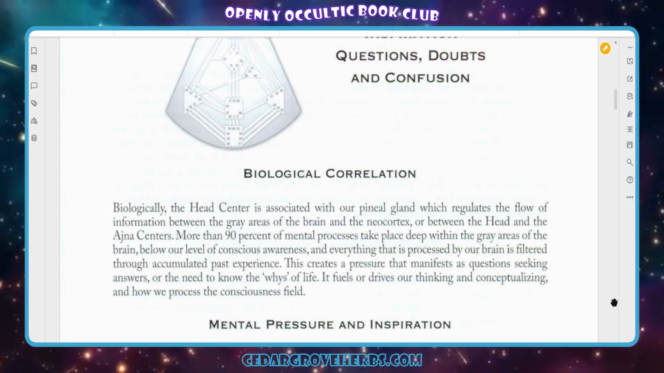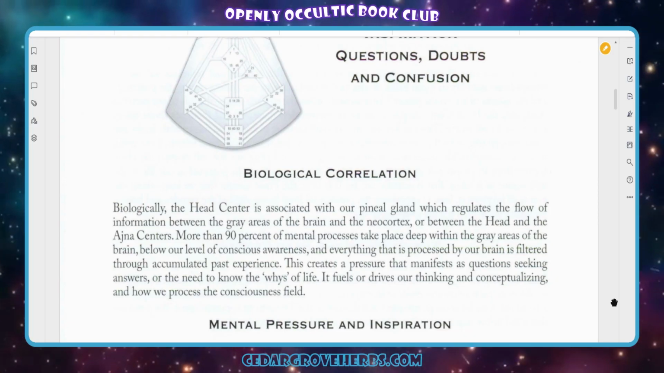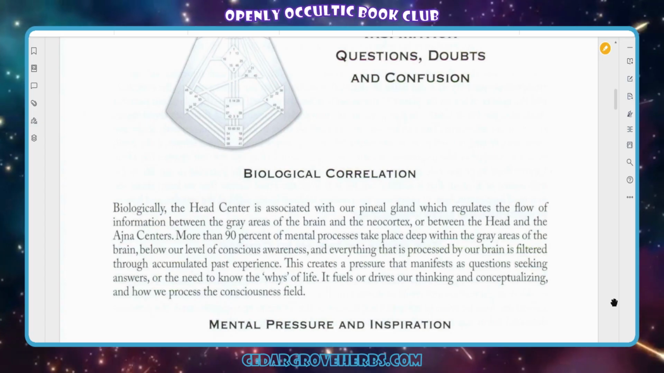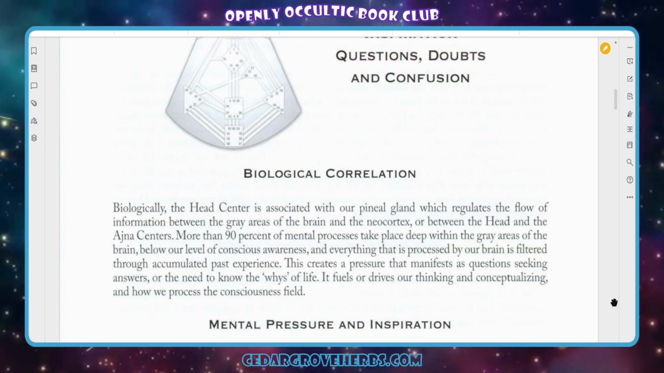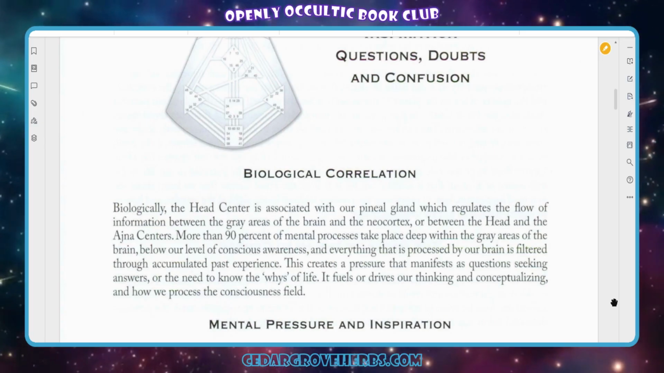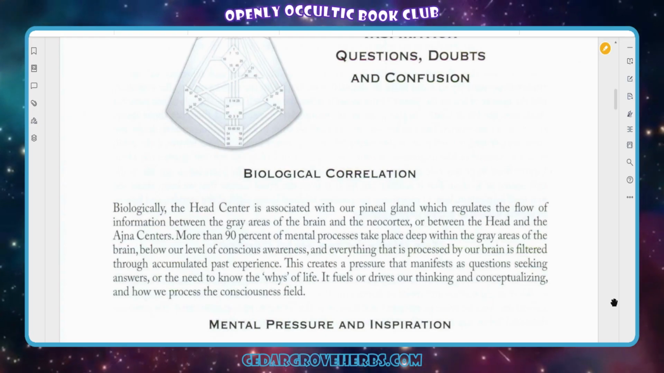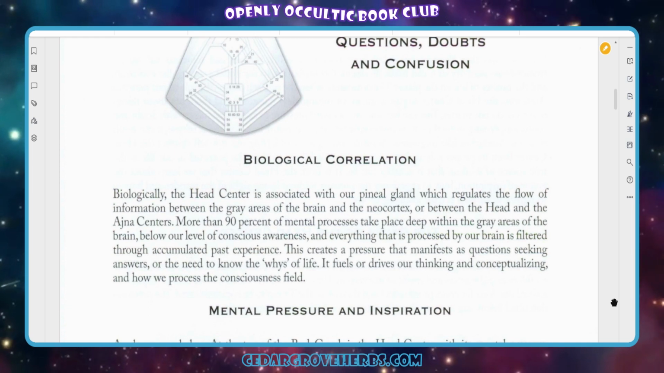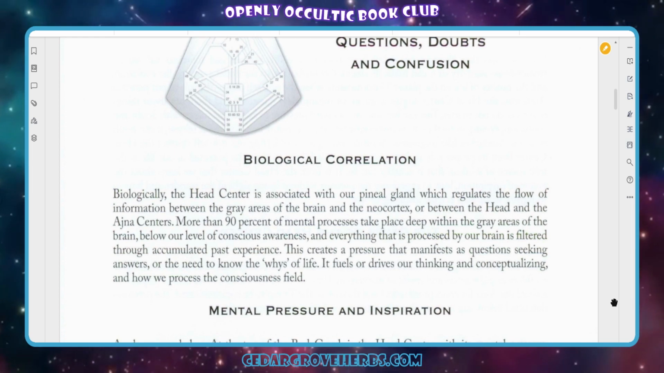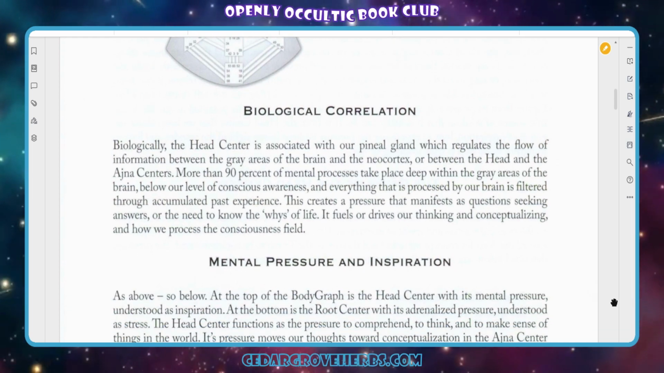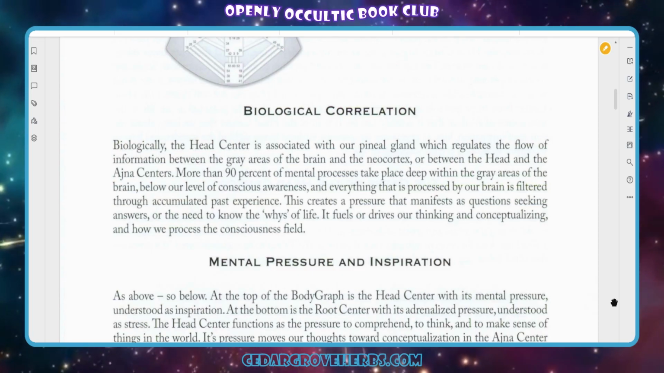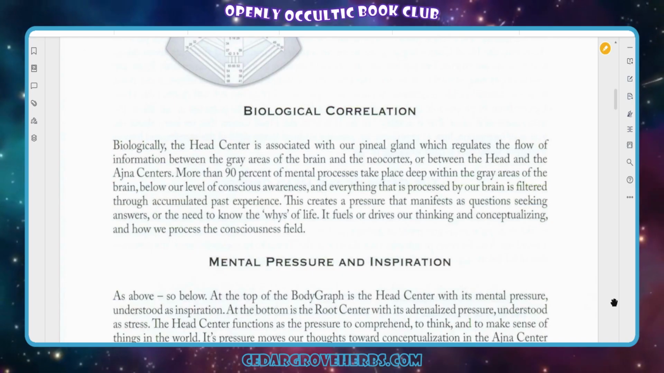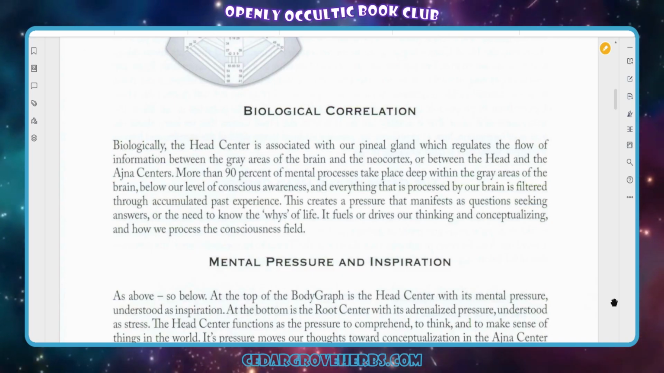More than 90% of mental processes take place deep within the gray areas of the brain, below our level of conscious awareness, and everything that is processed by our brain is filtered through accumulated past experience. This creates a pressure that manifests as questions, seeking answers, or the need to know the whys of life. It fuels or drives our thinking and conceptualizing and how we process the consciousness field.